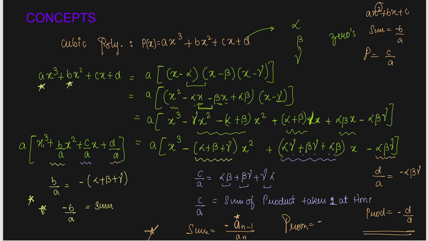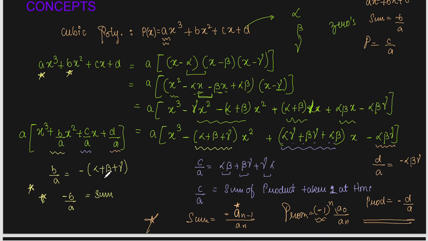So I'll write it as minus 1 whole raised to n, with a_0 over a_n, where a_0 is nothing but the constant term. a_n is again the leading coefficient, or the coefficient of the highest degree, with negative 1 raised to n outside. If n is even, it's going to be positive. If n is odd, it's going to be negative. Just a generalized term. I hope this concept is clear.